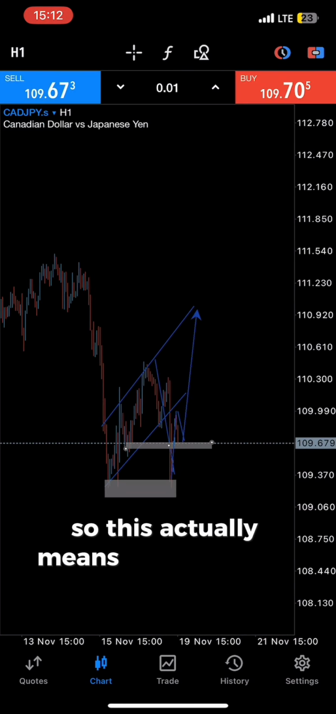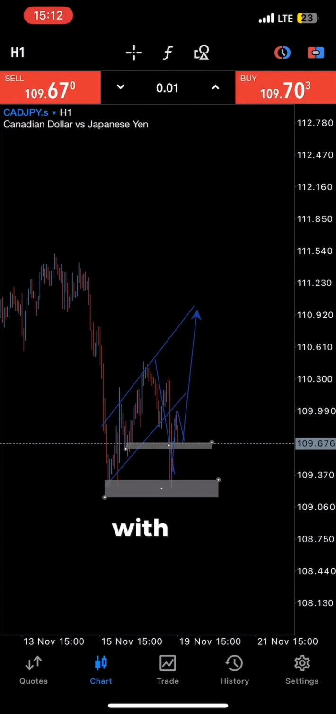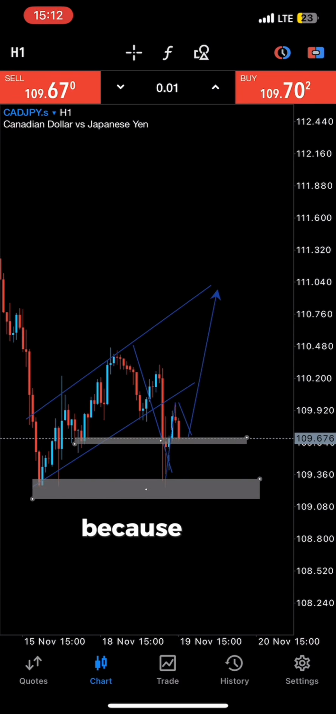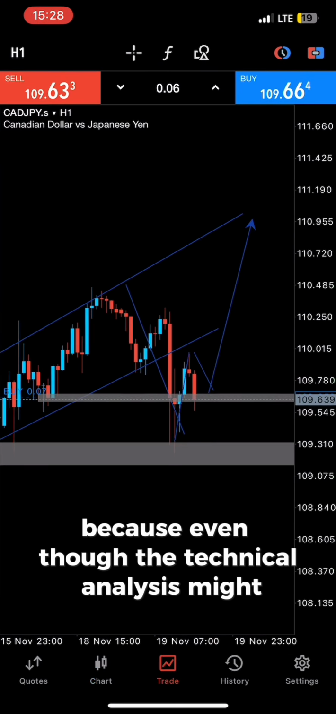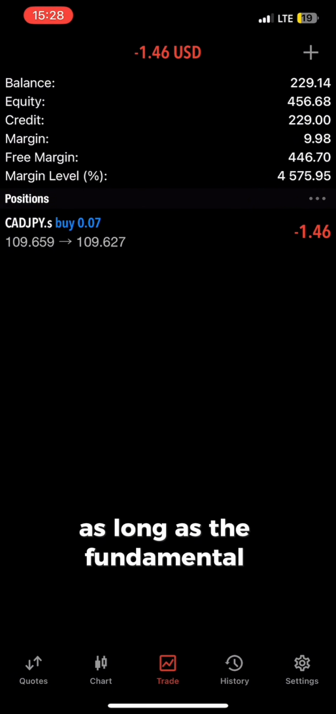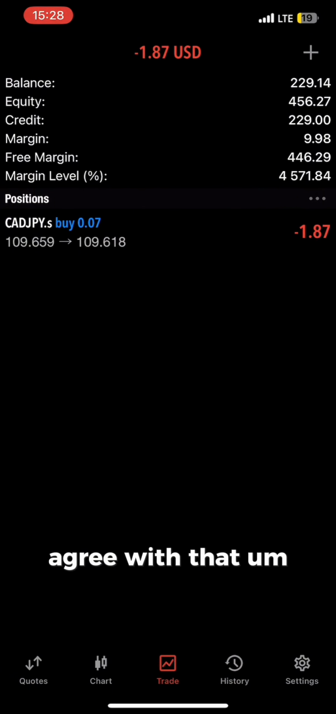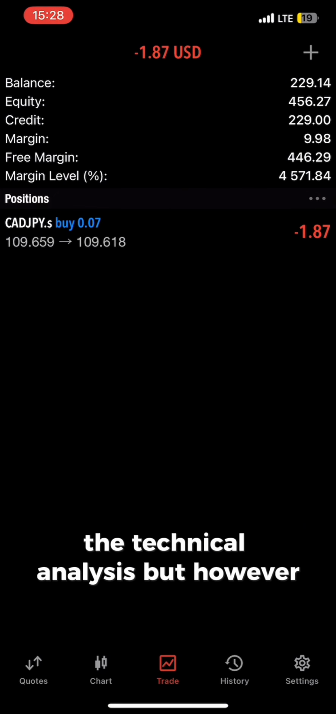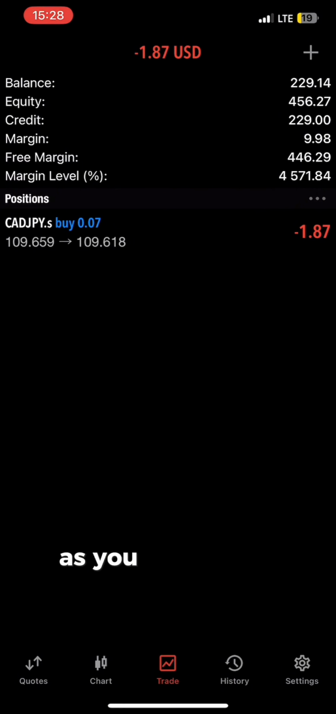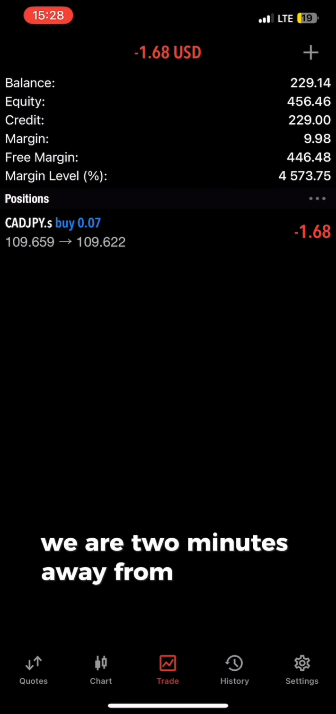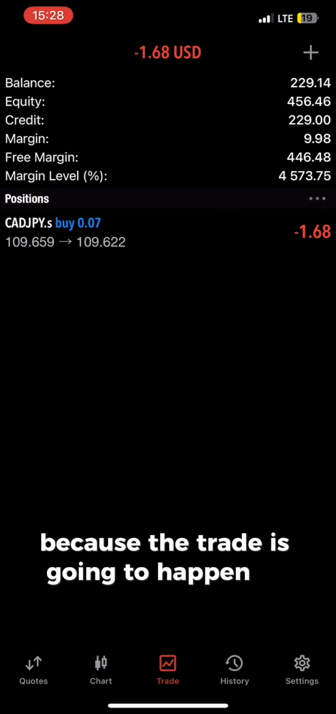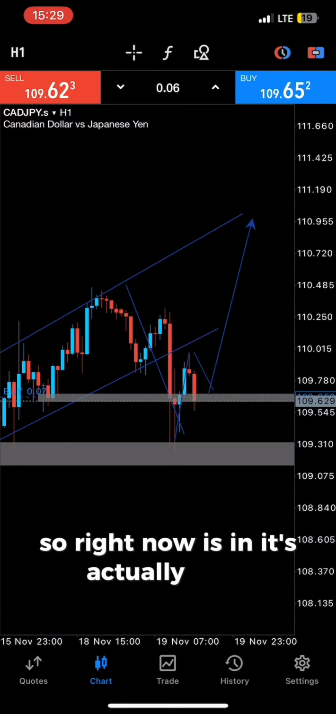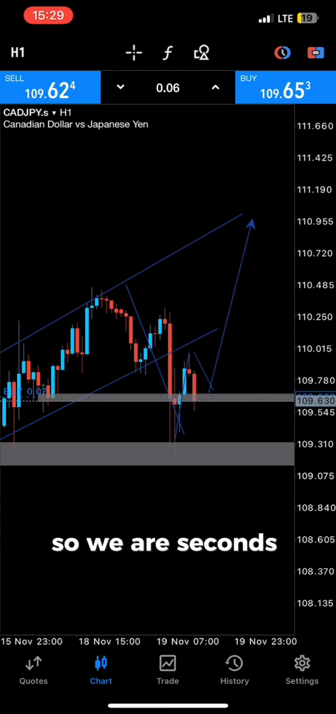This means that we are in line with the fundamental analysis, and the fundamental analysis is very important, because even though the technical analysis might be pointing in one direction, as long as the fundamental analysis doesn't agree with that, I feel sorry for those who are using the technical analysis. As you can see, I have executed the market. We are 2 minutes away from the trade, because the trade is going to happen at 15:30, and right now it's 15:29. So we are seconds away from it.